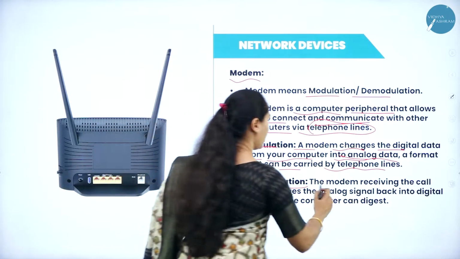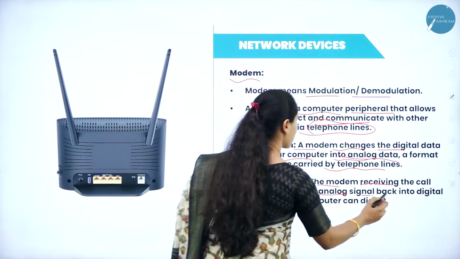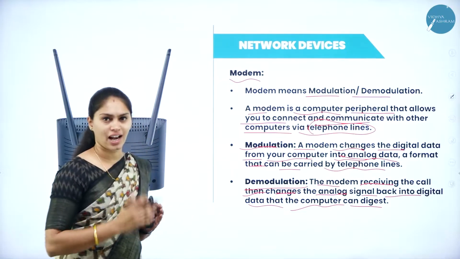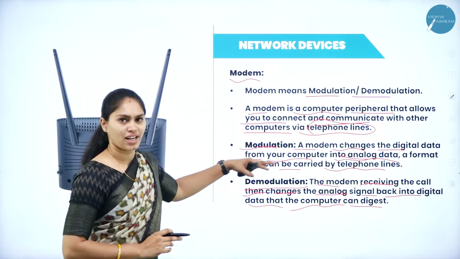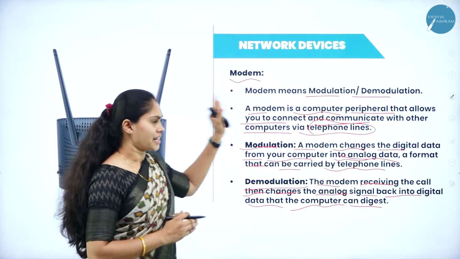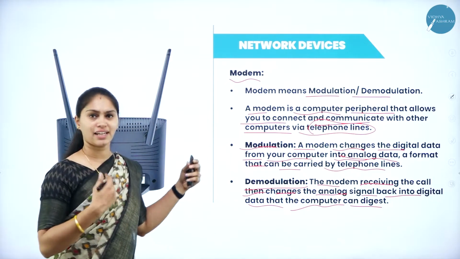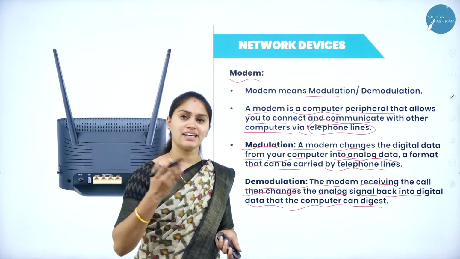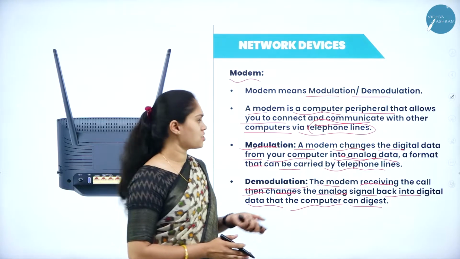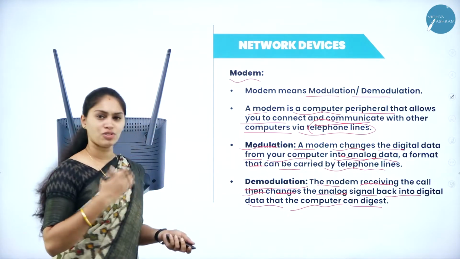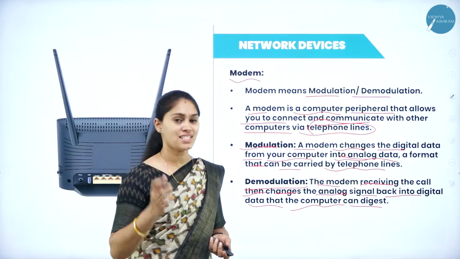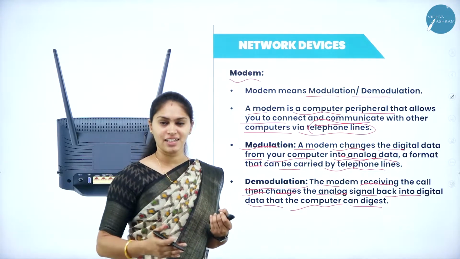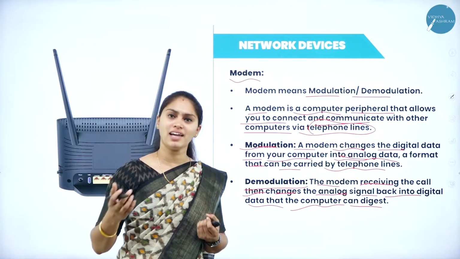For that purpose we have demodulation. Here the modem receiving the call changes the analog signal back into digital data that the computer can understand. That is the use of having modulation and demodulation. A modem is a peripheral device, an outer device to the computer system, mainly used to connect other computers to existing computers. To have connection and communication with another computer we use telephone lines. A computer understands only digital signals, but telephone lines can't carry digital signals. They can only carry analog signals.